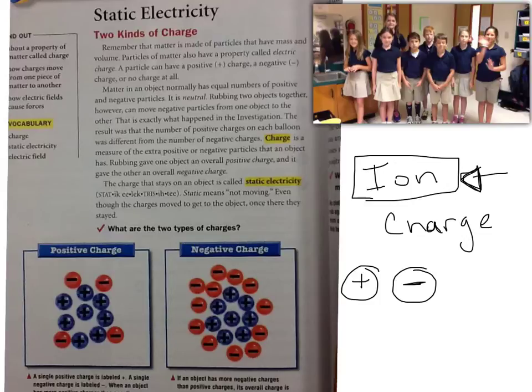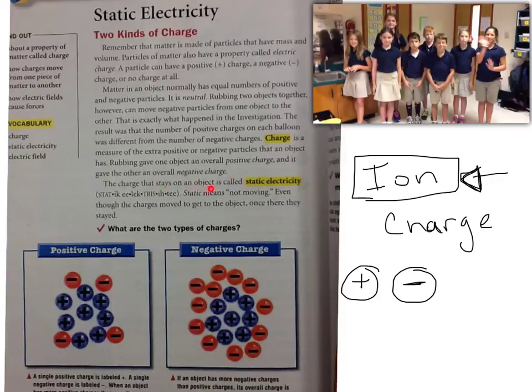We're going to go back to our reading now. Rubbing two objects together, however, can move negative particles from one object to the other. That is exactly what happened in the investigation. We haven't done that investigation yet. We're going to be doing that tomorrow in class. You'll enjoy it. The result was that the number of positive charges on each balloon was different from the number of negative charges. Charge is a measure of the extra positive or negative particles that an object has. Rubbing gave one object an overall positive charge, and it gave the other an overall negative charge.